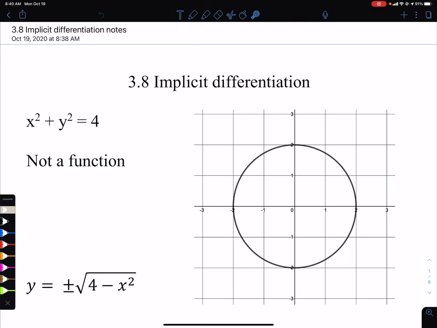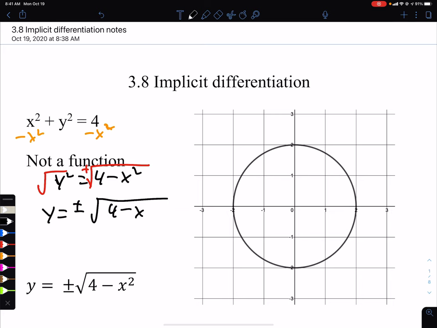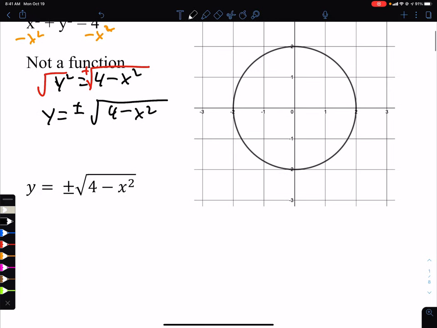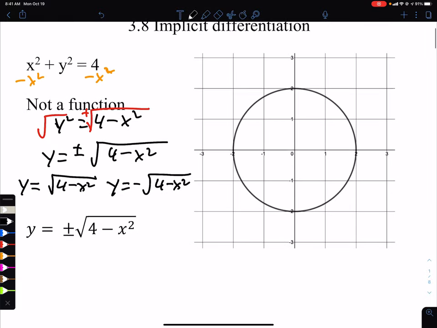What we're going to do is subtract x squared from both sides, and that'll get us y squared equals 4 minus x squared. Then I'm going to square root both sides, but remember we have to put a plus or minus in front if we do that. So we get y equals plus or minus the square root of 4 minus x squared, which I have written there. But what does that really mean? That means I have two functions, the square root of 4 minus x squared and the opposite of the square root of 4 minus x squared. So what does this actually tell us?